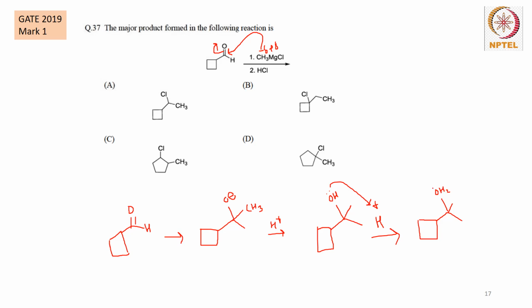This oxygen is giving its lone pair. So it's a very good leaving group, because water is a very good leaving group. We are getting water, which is a more stable thing, you know, because around us everything is water. So water is the most stable thing. It will get removed and we will get, sorry, there is a hydrogen.